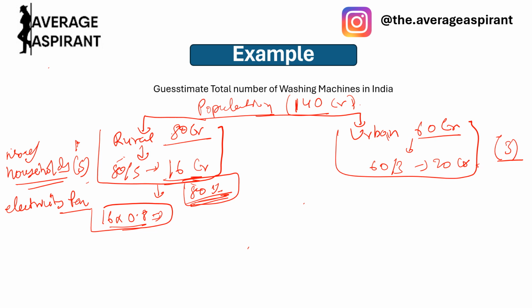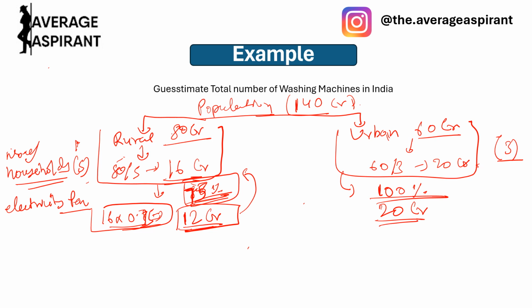Right? So just for simplicity, tell them I'm taking 12 CR. We are taking 0.75, so this will be 12 CR. 12 CR households in rural having electricity. In urban, we can assume that 100% of the households will have electricity. So total households with electricity will come to 20 CR.